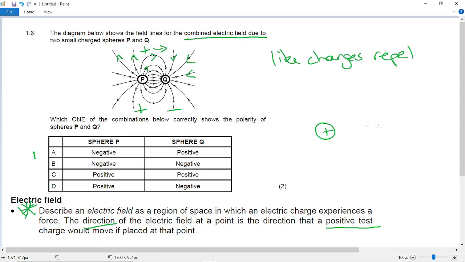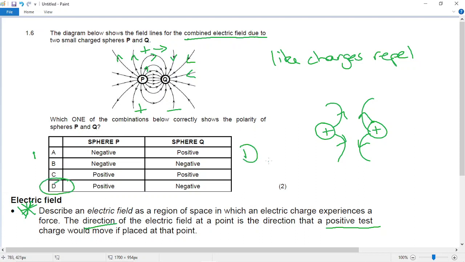Remember, if you have two positive charges, like charges repel, the field lines will make the shape like this. They will never want to go towards each other. So this is definitely an attraction. So we have opposite charges, and P is positive and Q is negative. So the answer here is D.